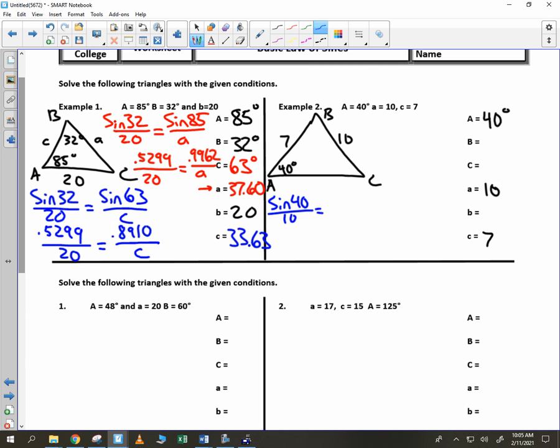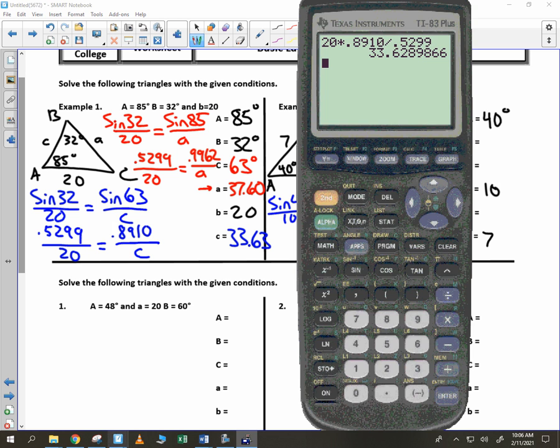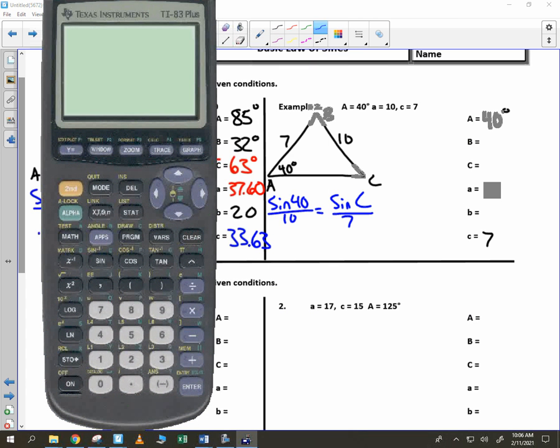Equals the sine of what over what? Sine of C over? Yeah, see, because I have side 7, I'm going to use that to get my angle C. So we'll figure out a decimal for sine of 40. Sorry, I was just trying to figure out the best way that I thought would work for you all. Sine of 40, and I get 0.6427. 0.6428, we'll say. Divided by 10 equals sine of C over 7.